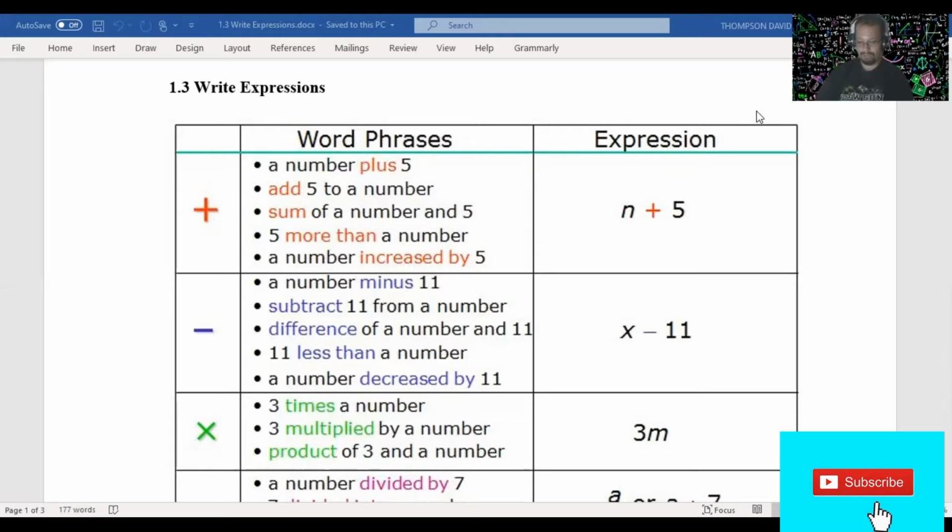Multiplication. In word phrases, we would say 3 times a number. 3 multiplied by a number. Product of 3 and a number. As an expression, we would write 3m.